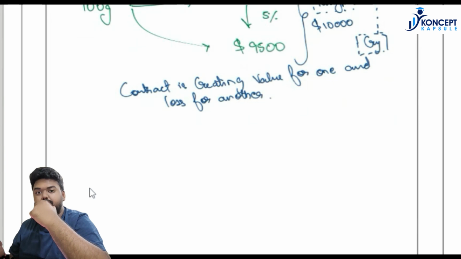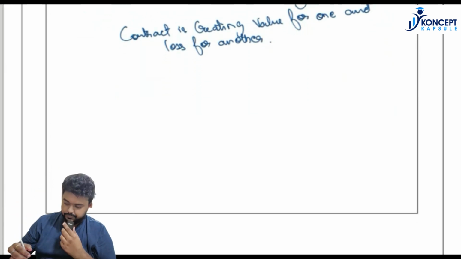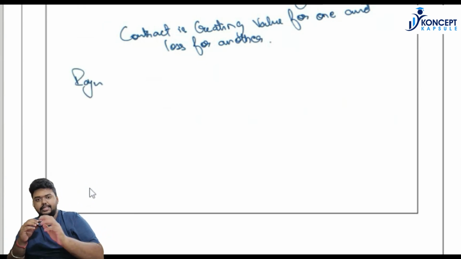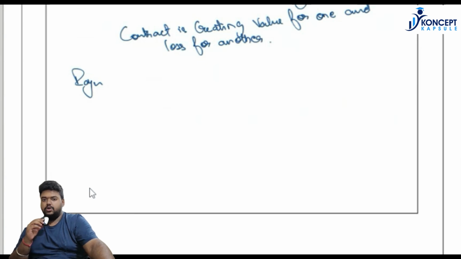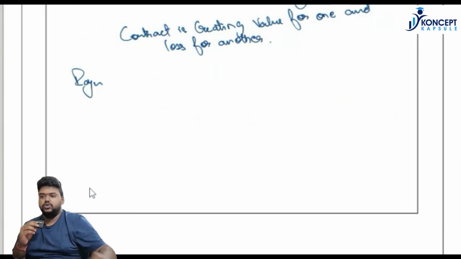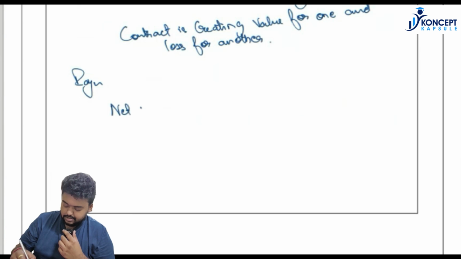Now, you can come up with a very unique idea in this contract. Suppose now Raju says to Rani, see Rani, neither am I interested in buying gold nor are you interested in selling gold. But if we execute the contract the way it is written, you will have to buy gold from the market and sell it to me. So rather than doing all this complication, let us net cash settle it, or net settle it.